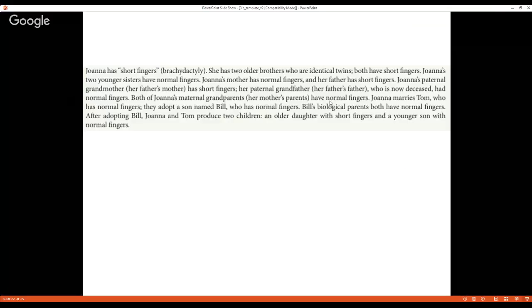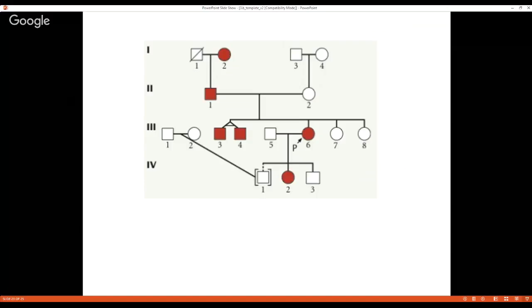Both of Joanna's maternal grandparents, her mother's parents, have normal fingers. Joanna marries Tom, who has normal fingers, and they adopt a son named Bill, who has normal fingers. Bill's biological parents both have normal fingers. After adopting Bill, Joanna and Tom produced 2 children, an older daughter with short fingers and a younger son with normal fingers.